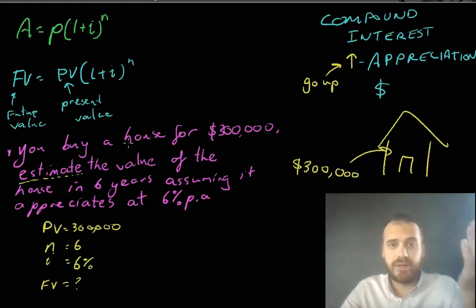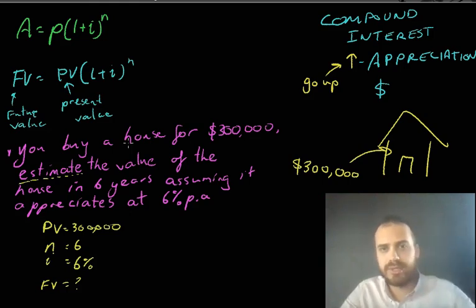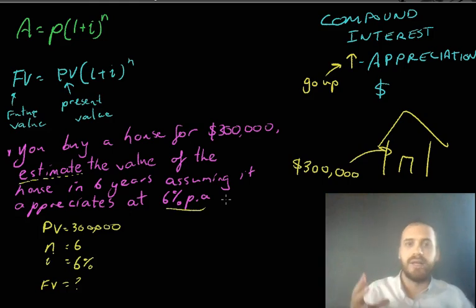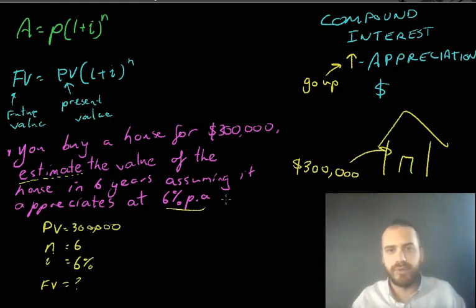Maybe this house will go down in the future. This 6% per annum is just our guess. When we buy the house, maybe we're an investor, we buy the house and we think that it's in a good area, so it's going to go up. People are going to want to move there, so the price of the house is going to go up. But anything that we do here now is just an estimate. I really want to make that clear.